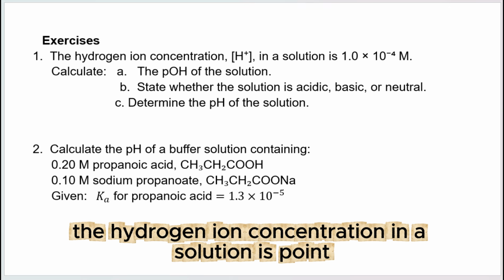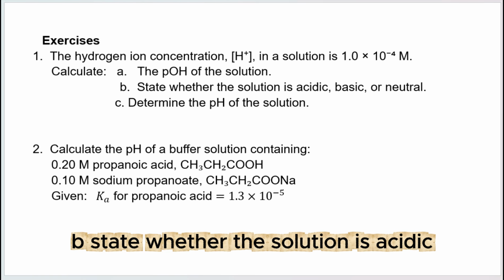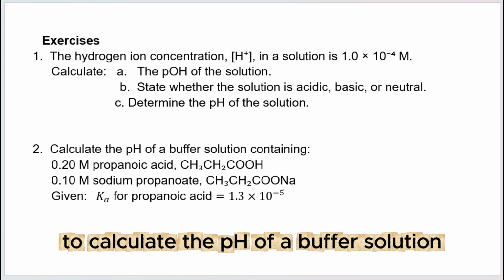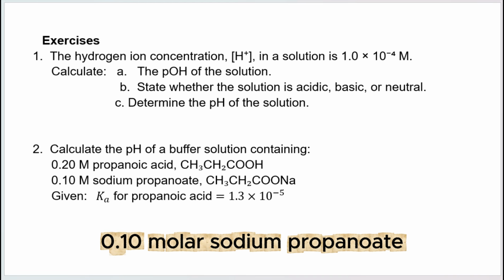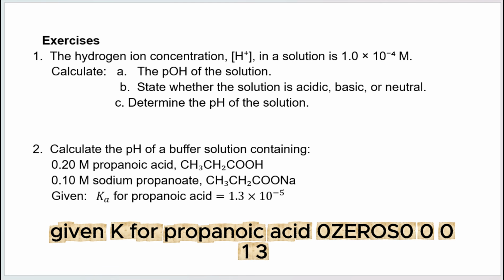Exercises. 1. The hydrogen ion concentration in a solution is 0.01 molar. Calculate A, the pOH of the solution. B, state whether the solution is acidic, basic, or neutral. C, determine the pH of the solution. 2. Calculate the pH of a buffer solution containing 0.20 molar propanoic acid and 0.10 molar sodium propanoate. Given Ka for propanoic acid is 0.000013.